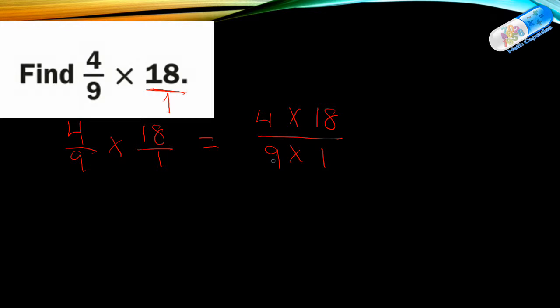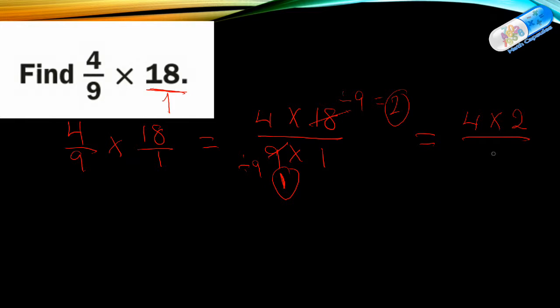4 and 9, there is no common factor. What about 18 and 9? Yes, of course. Both of them can be divided by 9. So we will divide this by 9 to get 1, and this one we will also divide by 9 to get 2. Very good. So instead of the large numbers here, we got 4 times 2 instead of 4 times 18. So we now have 4 multiplied by 2, and in the denominator we have 1 times 1. It's so easy now, which is 8 over 1, which is 8. And of course, this is the final answer.